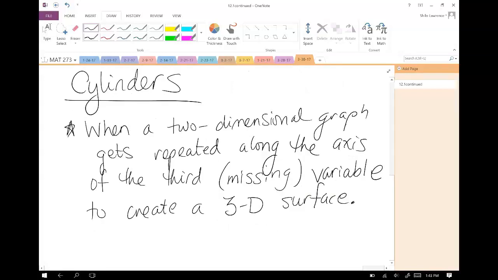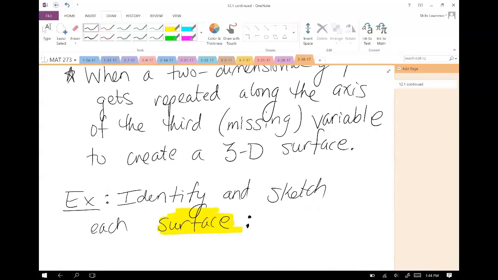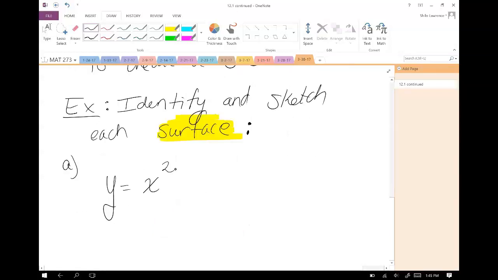So when you first see these equations, they're just going to look like two-dimensional equations. So we have to be told in the instructions that these are three-dimensional surfaces. So in these next few examples, we want to identify and sketch each surface. Even though you're only going to see two variables in the equation, these are three-dimensional surfaces. Y equals x squared.